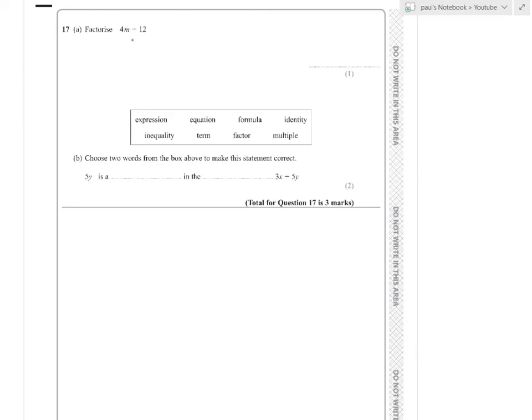Factorize 4m, I think that is minus 12. No, that's plus 12. 4m plus 12. So we can take a 4 out of that and go 4 times m plus 3.